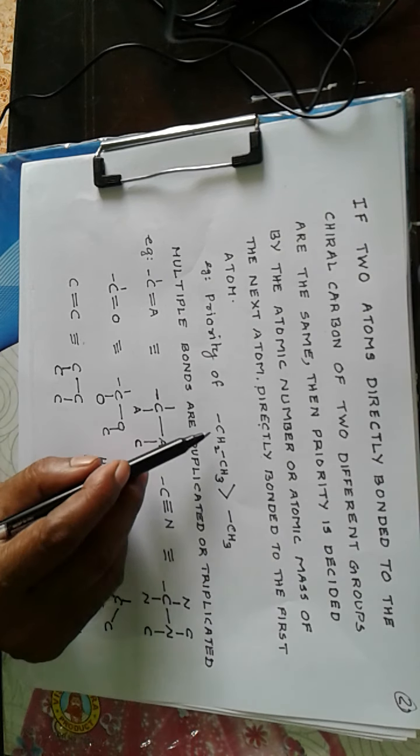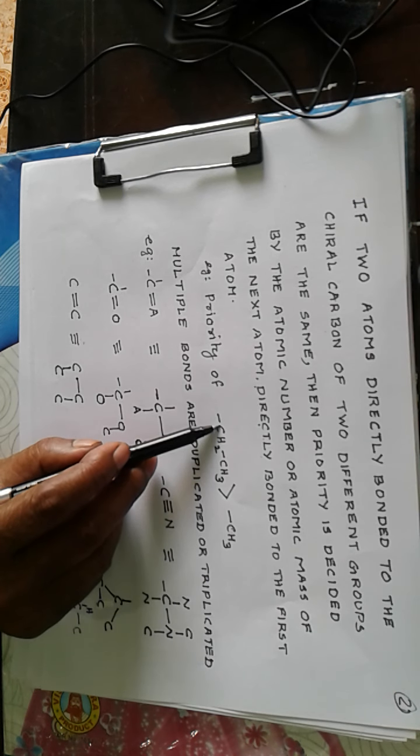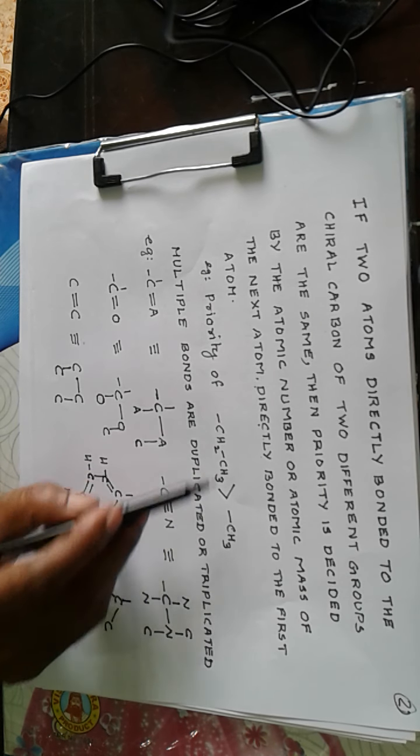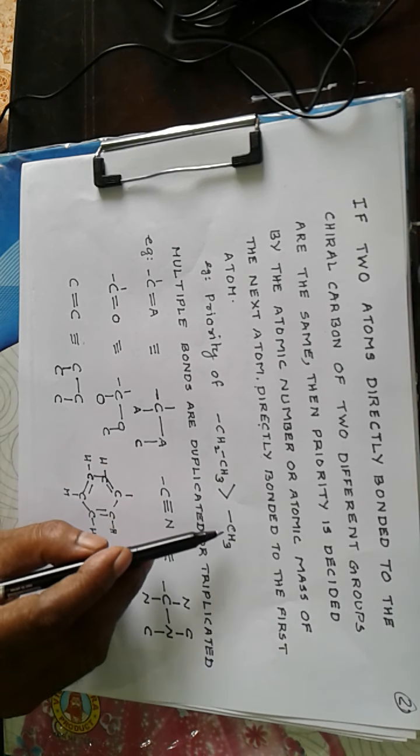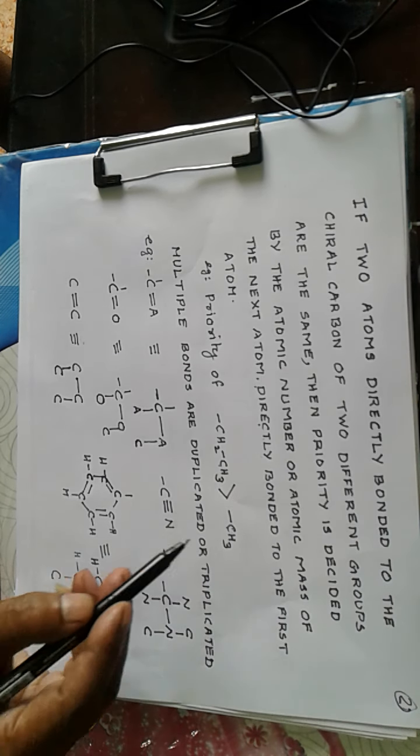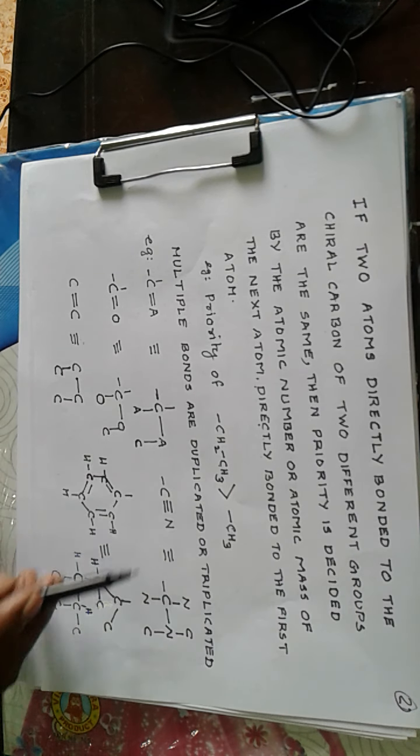For example, in the case of methyl group and ethyl group, the atom directly bonded to the asymmetric carbon is carbon. Then they are the same. So the next atom: here it is carbon connected to this carbon, whereas the carbon in methyl is connected to hydrogen. So the next atom here is carbon, which has a higher atomic number or atomic mass than hydrogen. So ethyl has higher preference than methyl. Then multiple bonds are duplicated or triplicated.